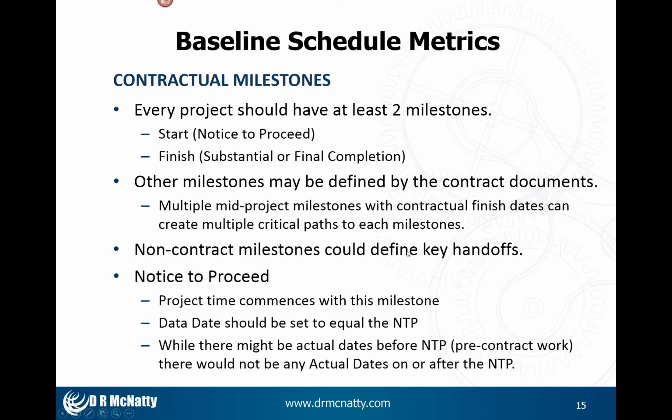A contractor may want to include some of their own milestones in a project where there's key handoffs to other parties. That should not be discouraged, it should be understood. The project starts with a notice to proceed. That's usually when the project time commences, and we usually do that with a milestone. The date on the schedule on an original baseline should be the same as the NTP. We have seen instances where a contractor wants to document actual pre-contract work that was performed in the original baseline, and as long as these actual dates are before the NTP, there could be nothing at all wrong with going along with that.